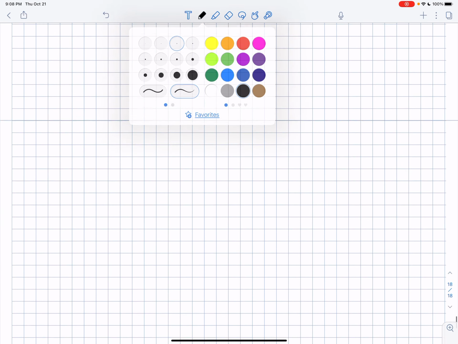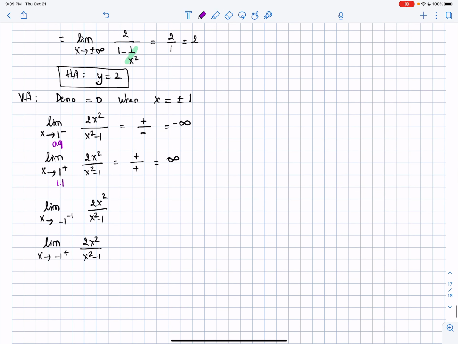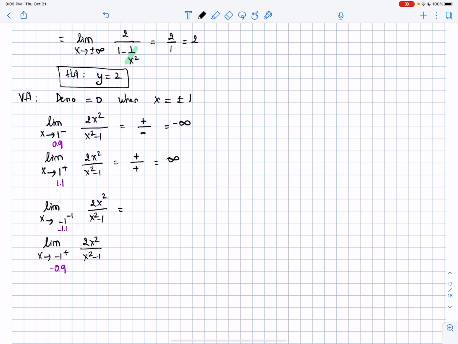Okay, what number do we need to think about? For negative 1 on the left side, we can think like negative 1.1, and for negative 1 on the right side, we can think like negative 0.9. Okay, now let's plug in. On the top will be positive anyway because it's squared. In the bottom, negative 1.1 squared will be more than 1, so it's positive.